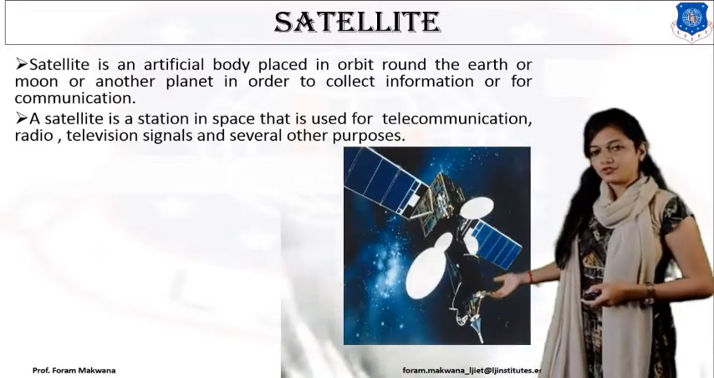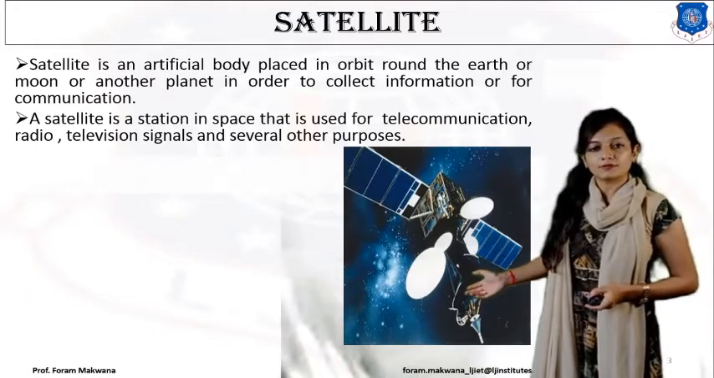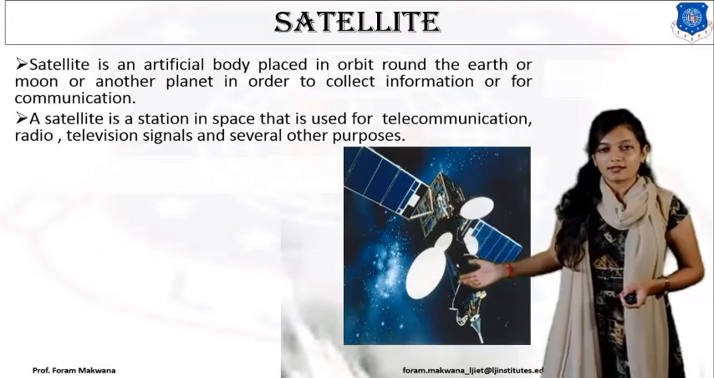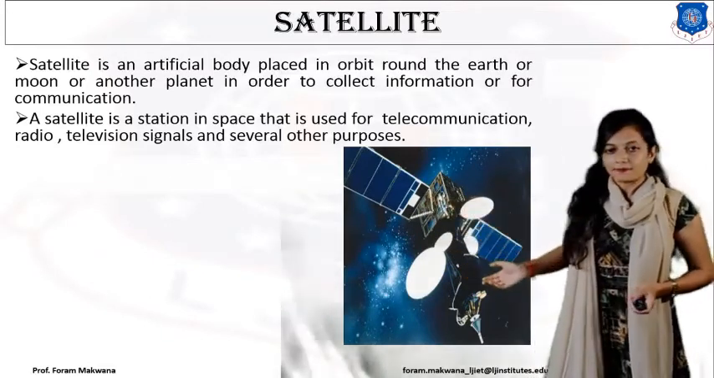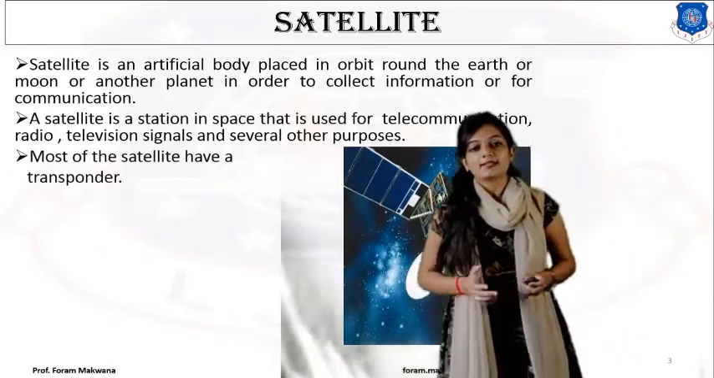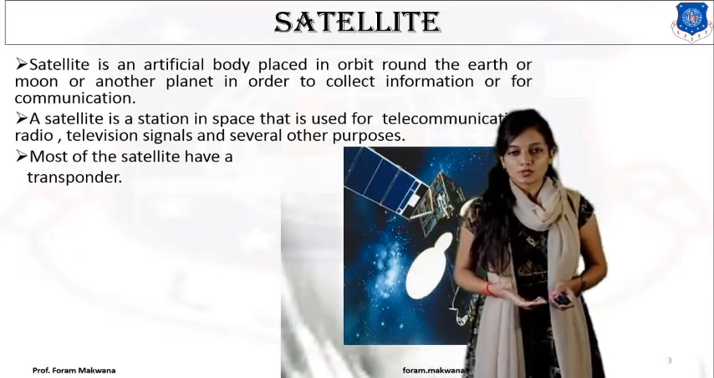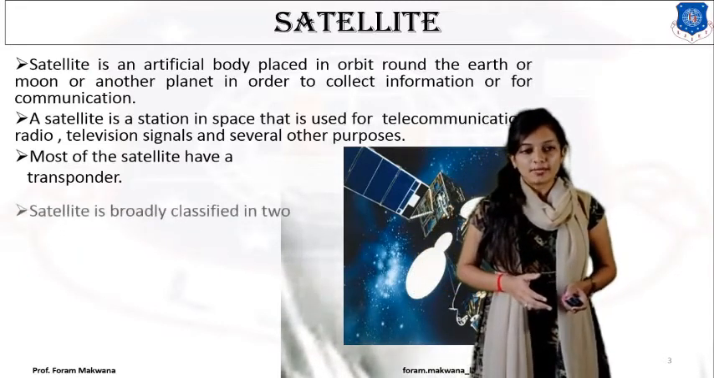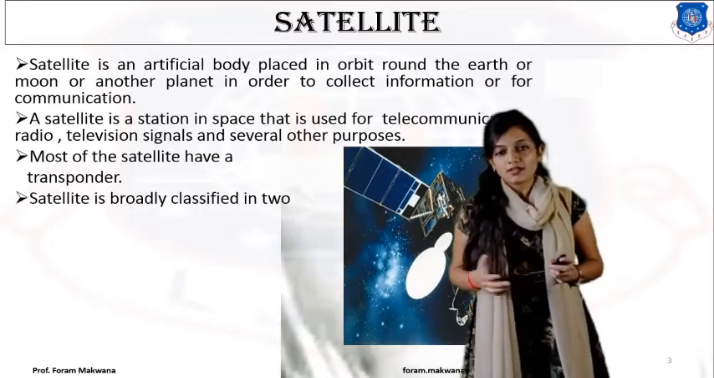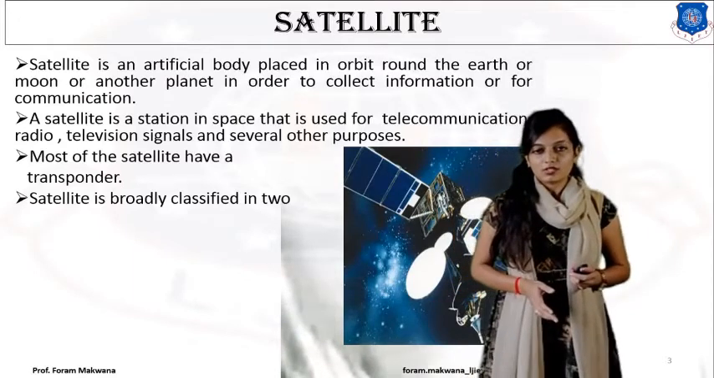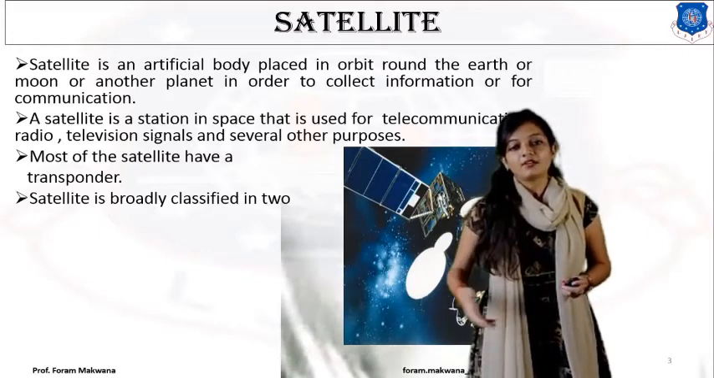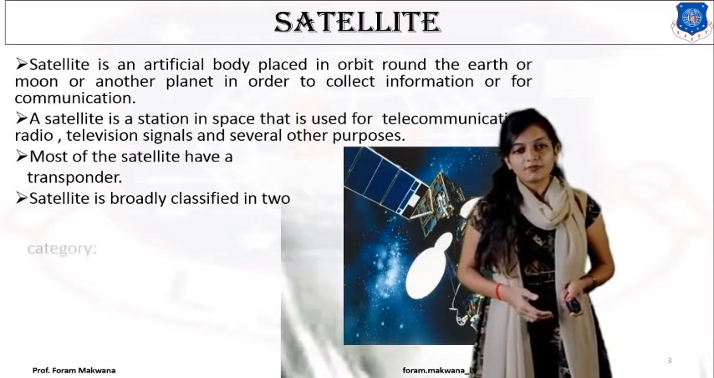This is the image of a satellite, showing how it looks. As we can see, it has different parts that we will discuss in the next slide. Most satellites have a transponder. Now what is a transponder? It can be of two types. The transponder can receive the signal and reflect it back to the Earth station, or it can receive the signal from the Earth station, amplify it and retransmit it back to the Earth station.